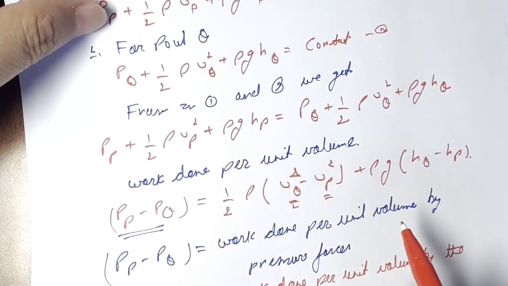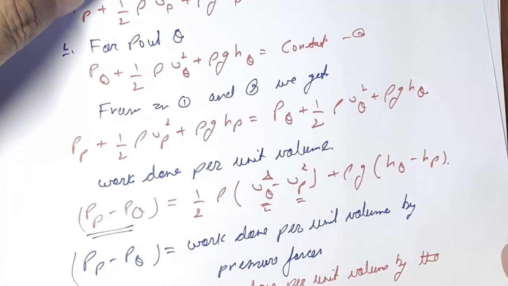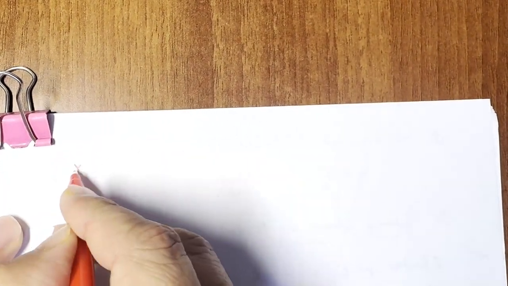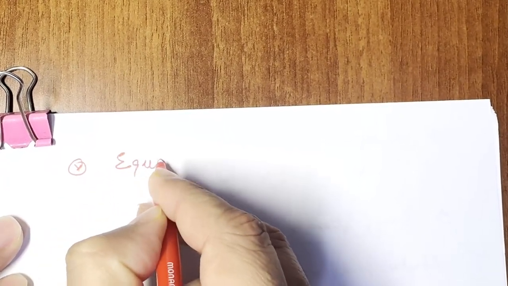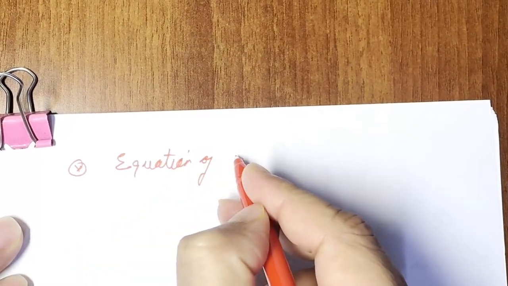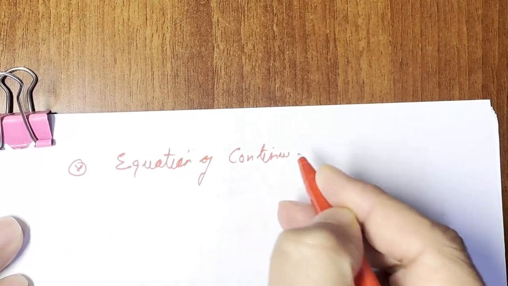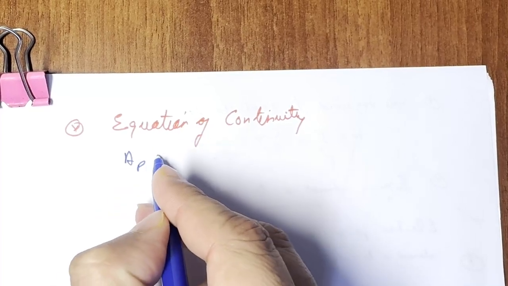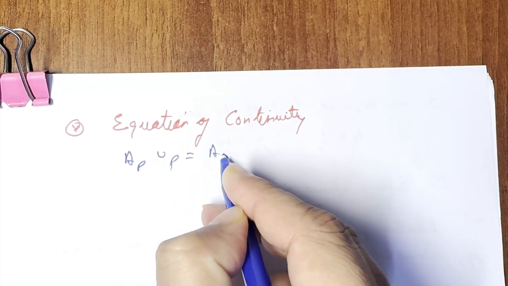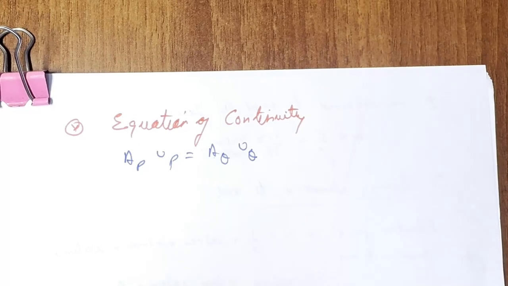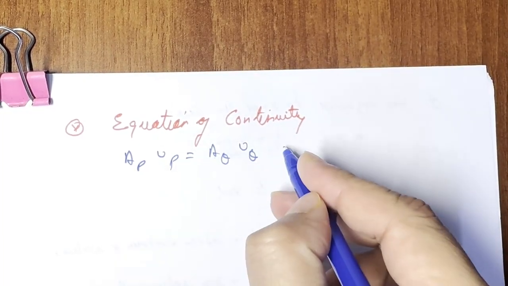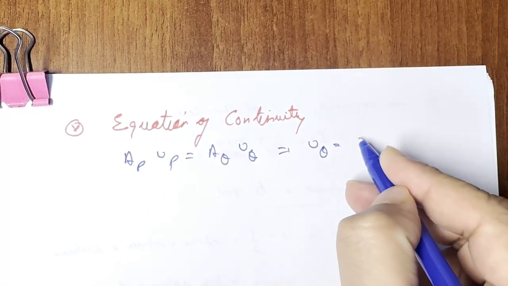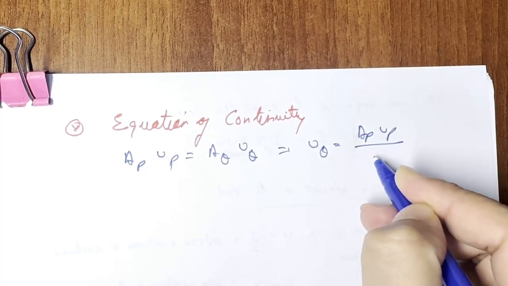So in order to find out this VQ, that is velocity at point Q, we are going to make use of the equation of continuity, which states that cross-sectional area of point P multiplied by velocity of point P will be equal to cross-sectional area of point Q and velocity of point Q. And in this case we are interested in velocity at Q. So VQ will be equal to area of P, velocity of P divided by area of Q.